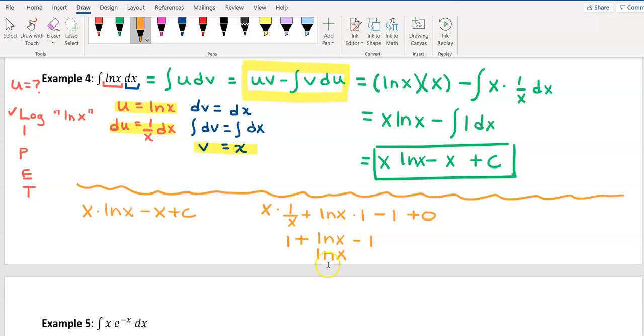And isn't ln of x what we started with in the original? That was the function that we started with. So that is a way to check if you ever feel the need.